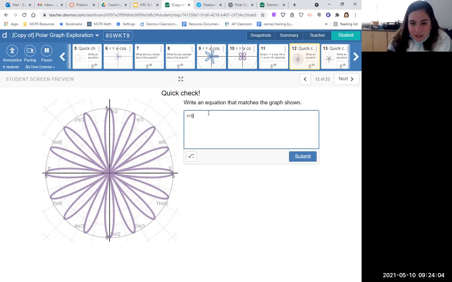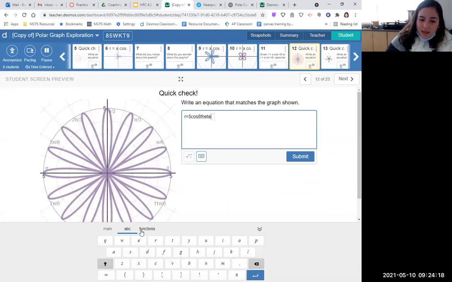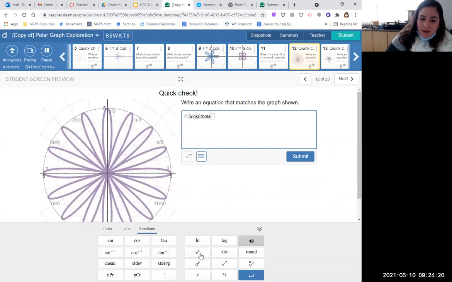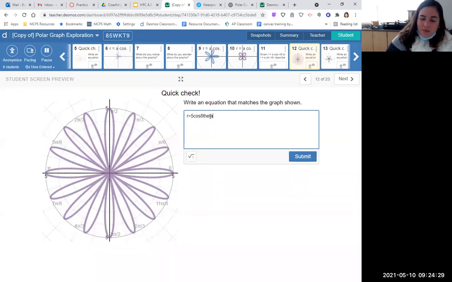So I'm going to write that this is R equals 5 cosine 8 theta. And I guess I can use the equation editor to make theta there. Or I hope I can. Maybe not. Yeah, because sometimes they just let you type theta and it converts it, but we can just write cosine theta.